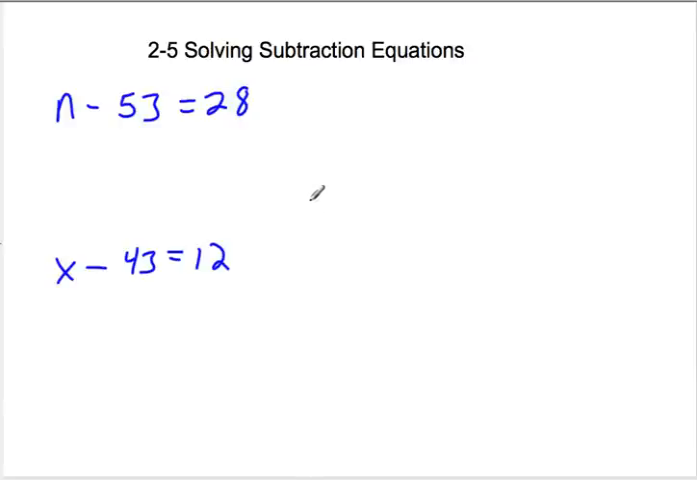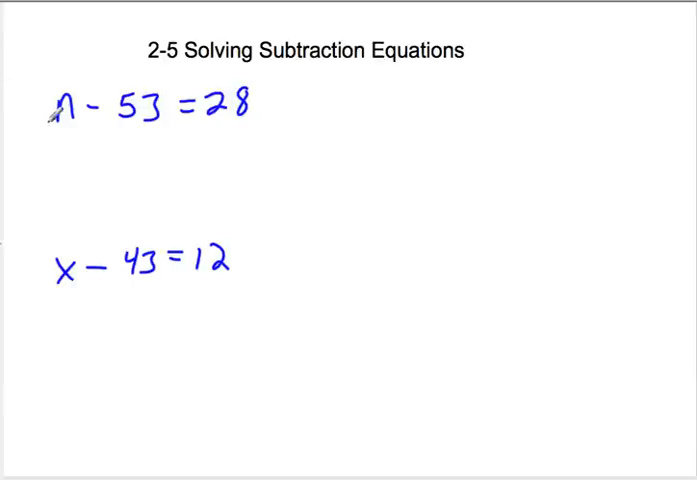This video is going to be on solving subtraction equations. It follows along exactly with the video from last night, and it also follows exactly the equation balancing thing. So what we're going to do is do the same thing to both sides of the equation to keep it in balance the whole time.